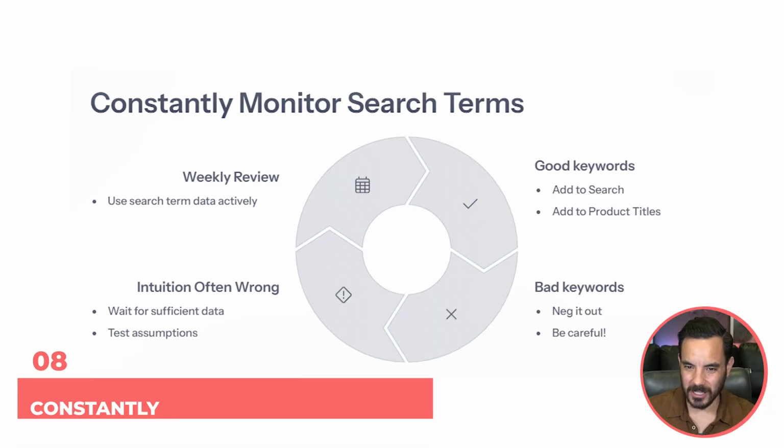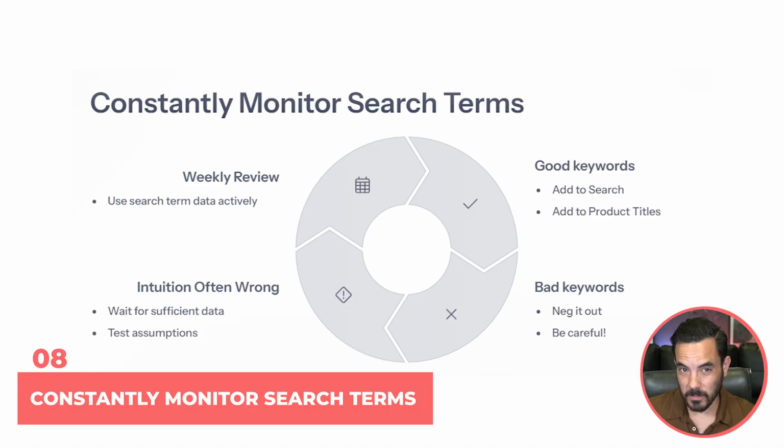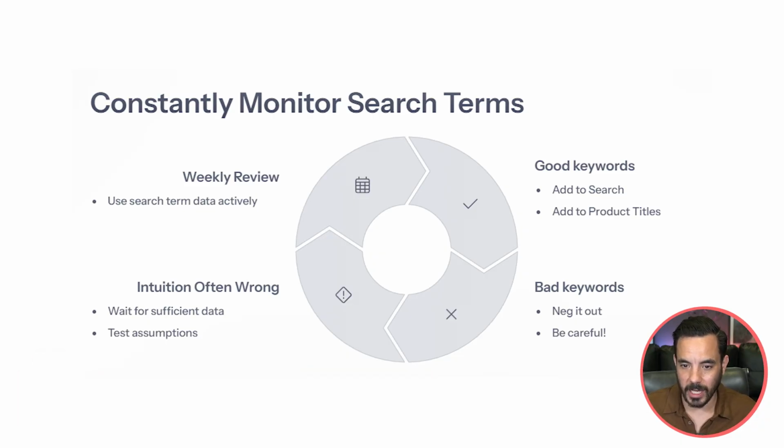Number 8 on my list, guys, is to constantly monitor your search terms. So Google and your Google advertising campaign is constantly generating search term data, which you can find in the reports within Google Ads, and you want to be reviewing this at least weekly. If you're not reviewing it at all recently or currently in your campaign, you're going to get a lot of value out of just starting to have a weekly process where you go into the search term report and you see what you can find.